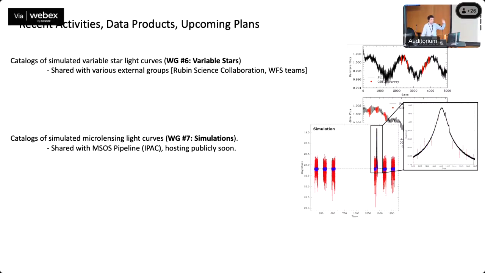These all have realistic photometry, noise models for what we expect the Roman photometry, the passbands and filters we expect for the GBTDS data, and all of that good stuff. And we are planning to publicly host a lot of these catalogs very soon.